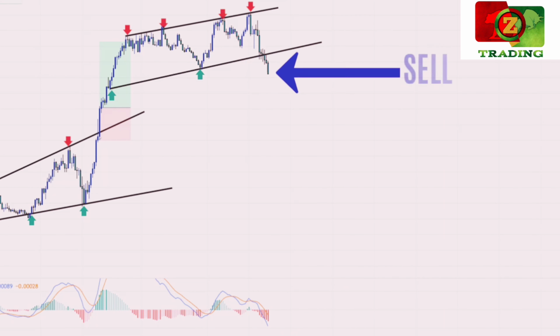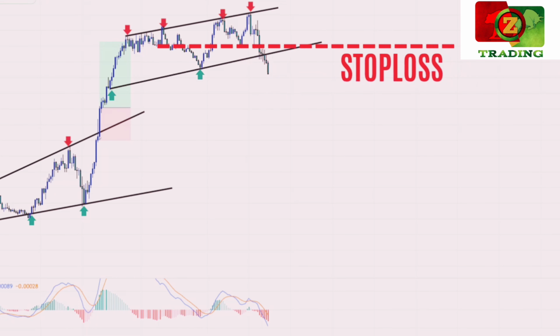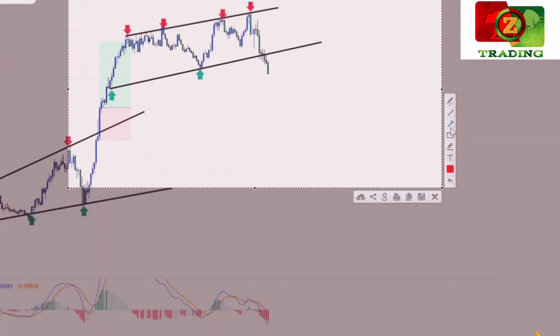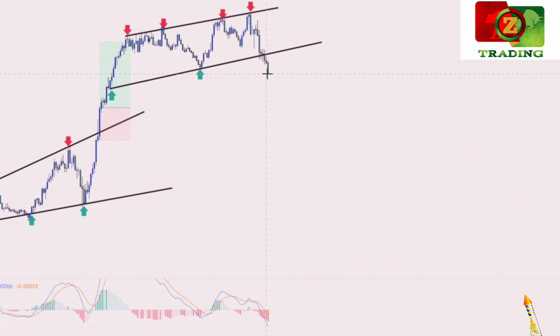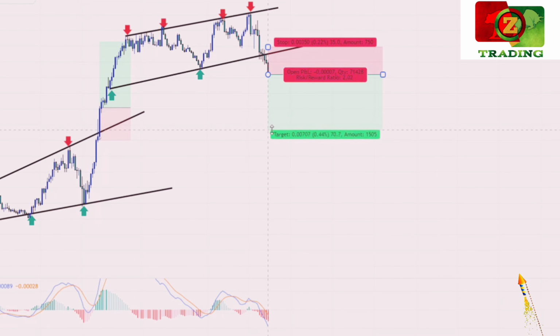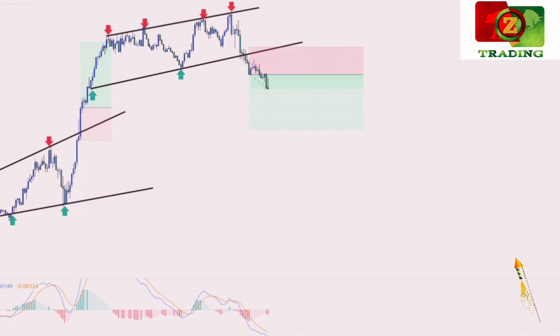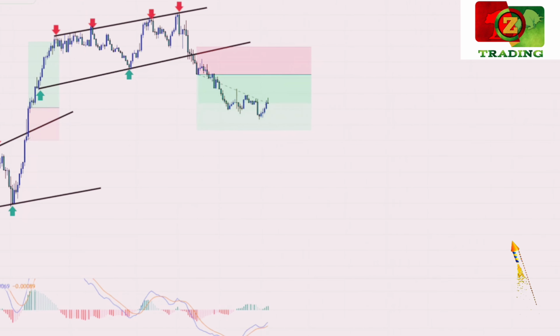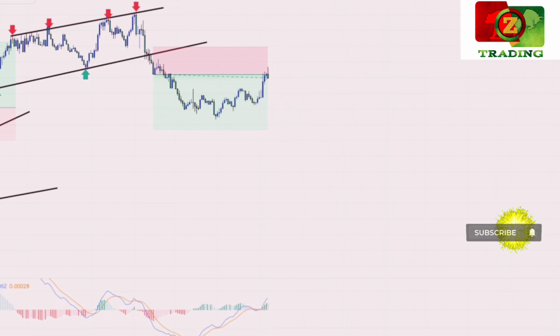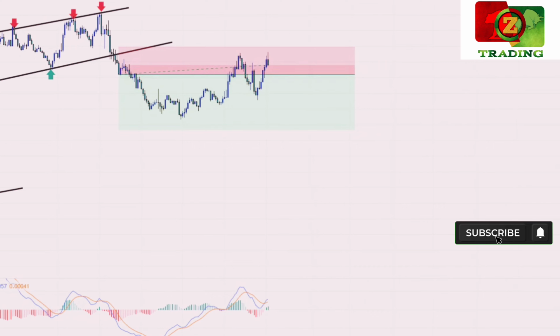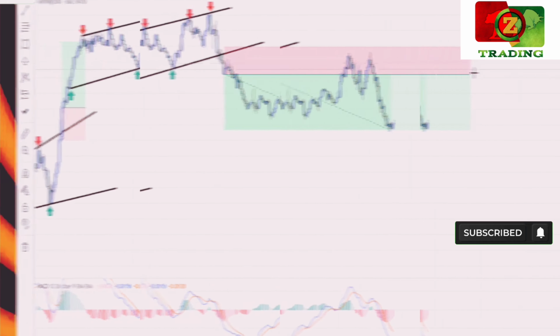We have got 3 confirmations. We will take sell trade. We will place a stop loss at the high of the candle. We won this trade.